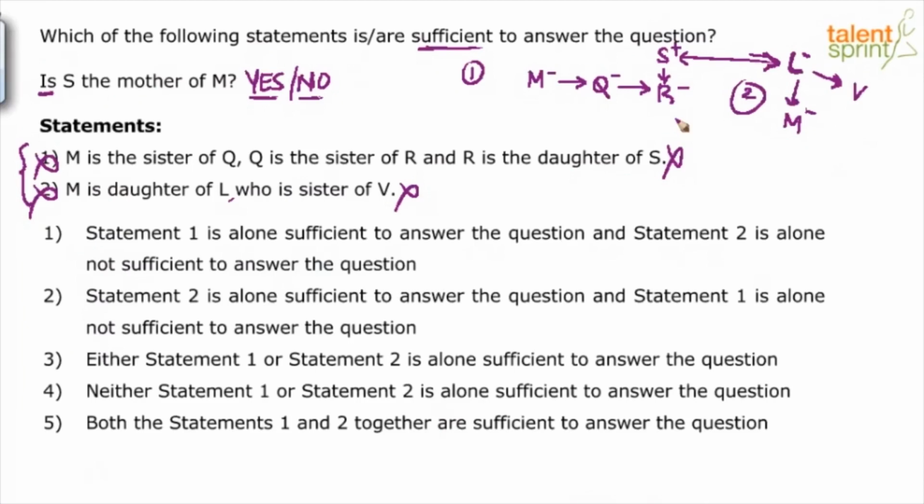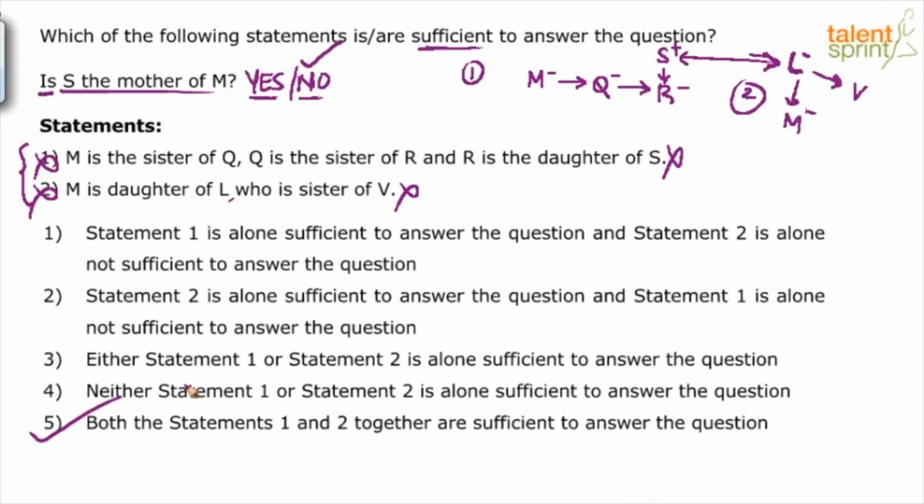Look at this part now. The question is, is S the mother of M? No. We are able to say no. Yes or no? How are we able to say no? Because we know that S is the father of M. You will say no. Why are you saying no? Because you have got to know that S is the father of M. How did you get to know that? Using the two statements together. Which means you are able to give the answer as no for this question using both the statements together. And hence, you should say both the statements 1 and 2 together are sufficient to answer the question.